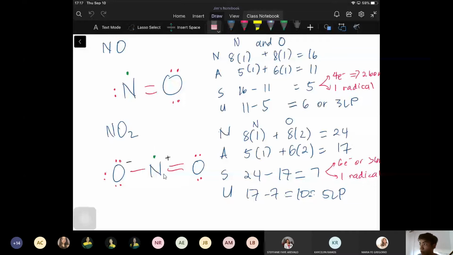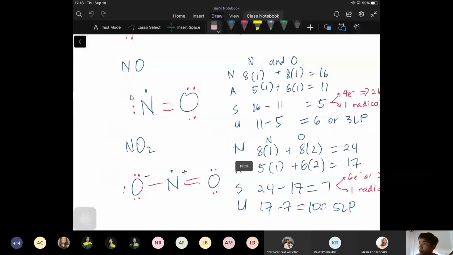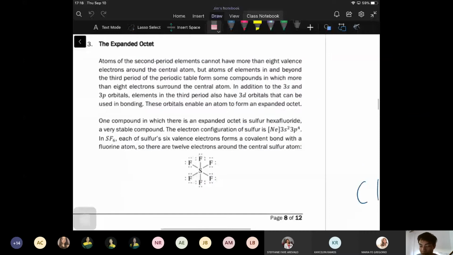No? Ito, hindi siya octet. Okay lang. Wala tayong magagawa. No? Nag-exist yan eh. So, tanggapin natin na ganyan na talaga yung structure niya. And the last violation sa octet rule would be expanded octet. No? So, ano yung expanded octet, no?